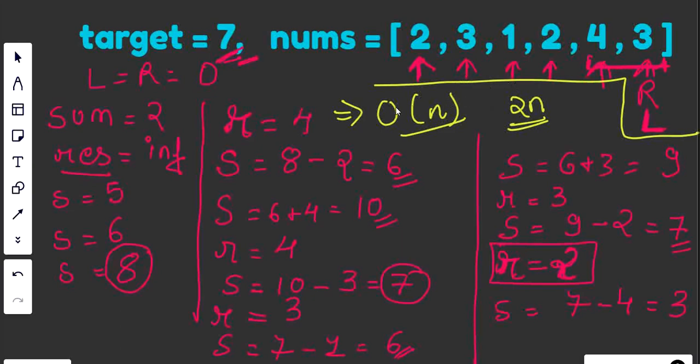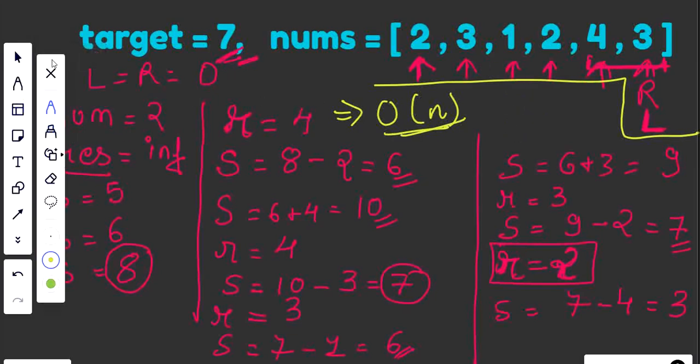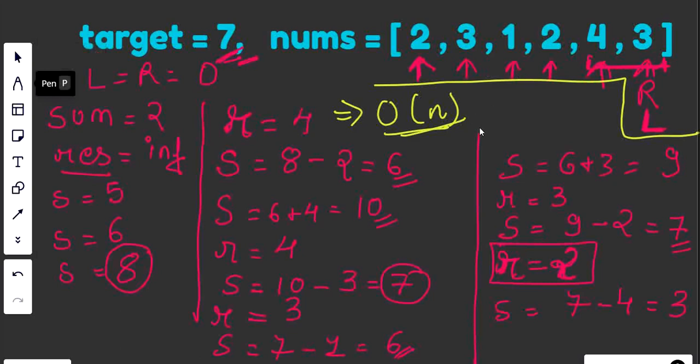So for that reason, the time complexity is big O of n and the space complexity is big O of 1. As we haven't utilized any data structure, we only used variables like left, sum, result. All these are variables and they'll be constant. So the time complexity is big O of n and the space complexity is big O of 1.